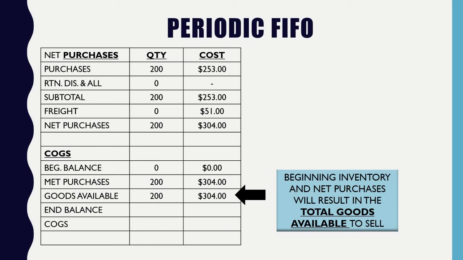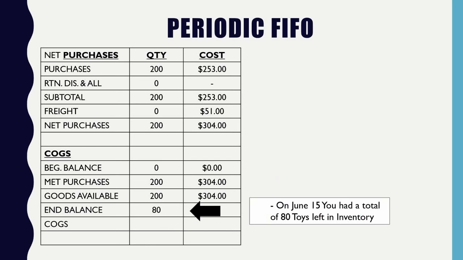Okay? So now I need to figure out the next part, which was given: my ending balance. It told me in my scenario that on June 15, someone went down to the basement, took a physical count of inventory, and reported to you that there were 80 toys available. This is usually given because that's the key part of periodic inventory: no one's going to keep track of what you sold. But the one thing that's for sure is someone's going to go down to the basement, take a physical count of inventory, and report to you how many items you still have left.